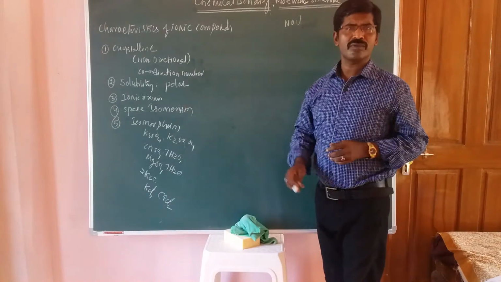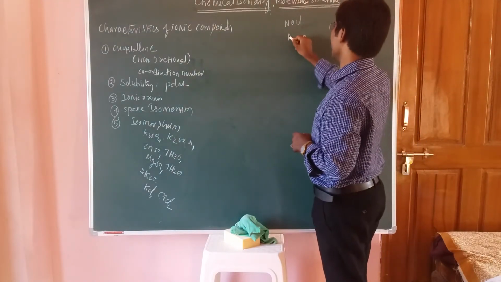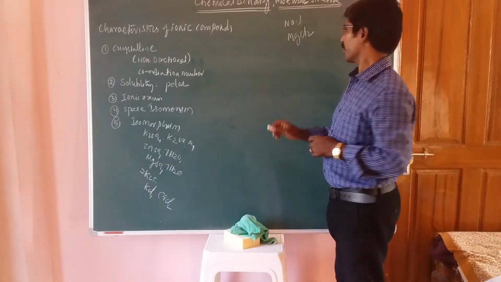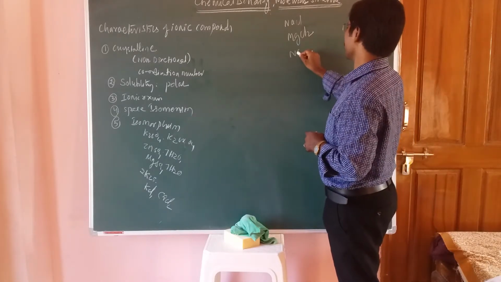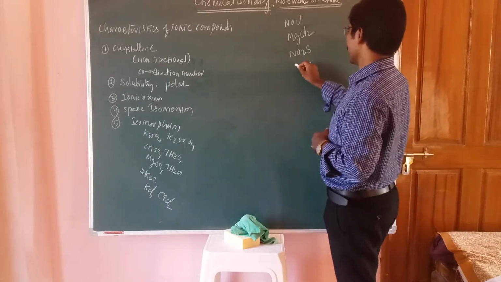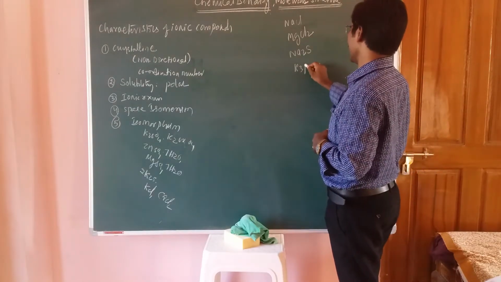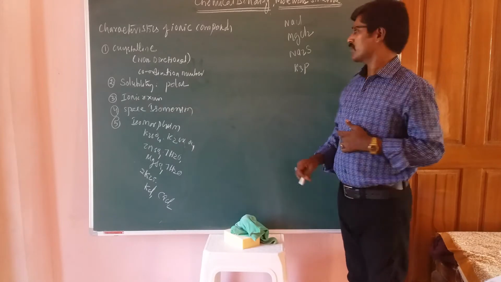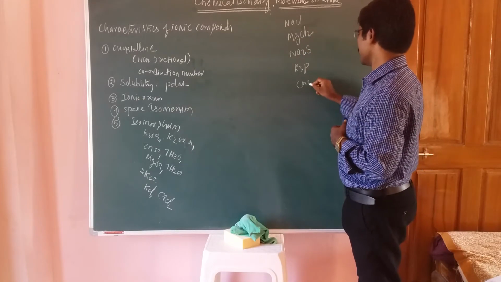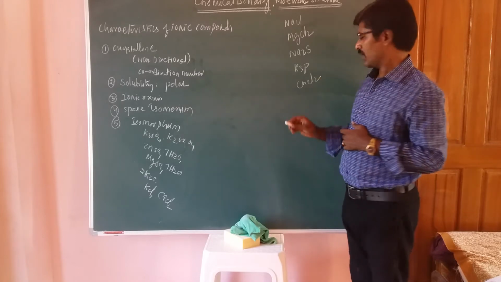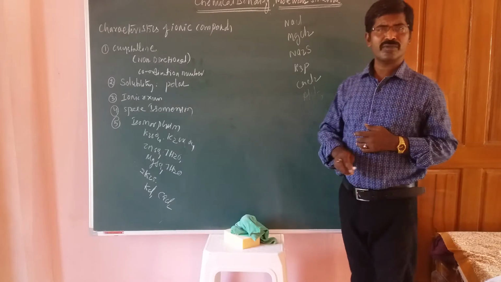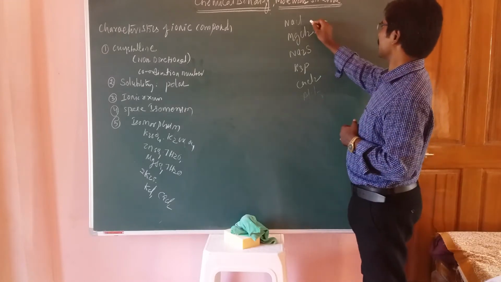the NaCl compound, and next the MgCl2 compound, and next the Na2S compound, and the K3P type of compound. And next is the CaCl2 compound, and you should take the AlCl3 compound. Now, what happens here?